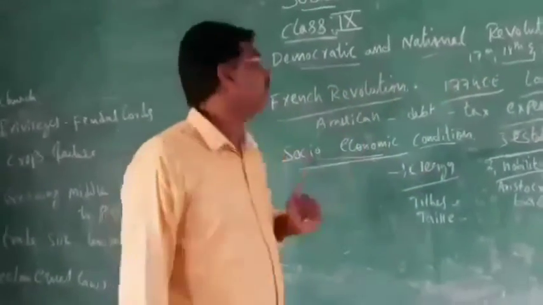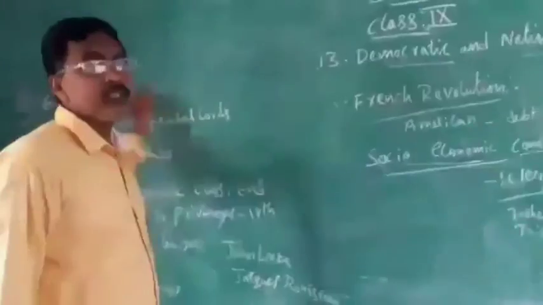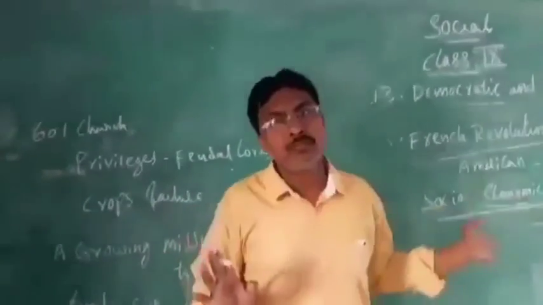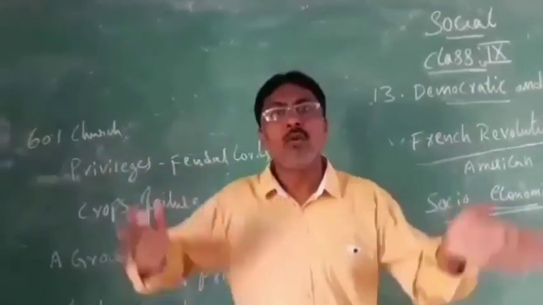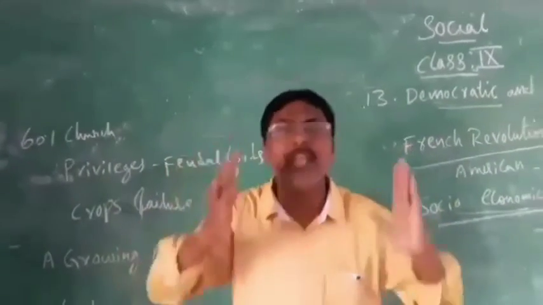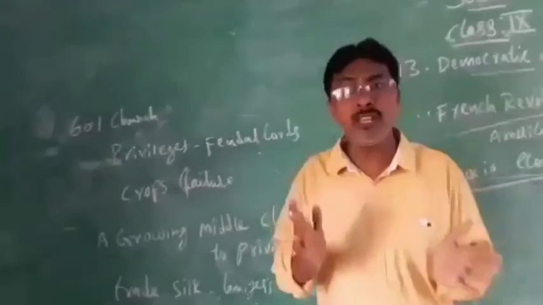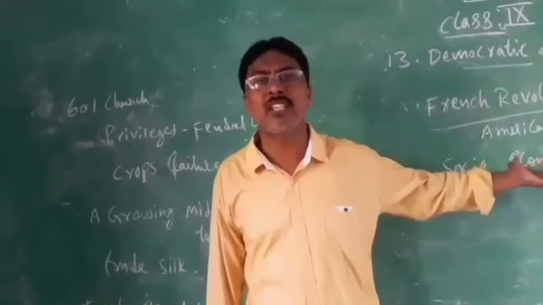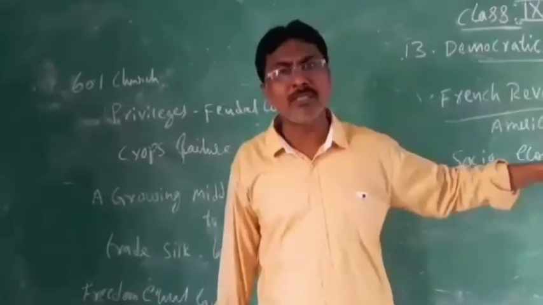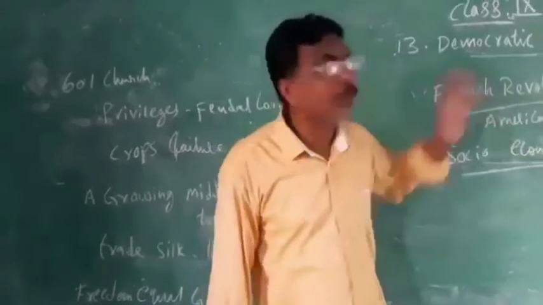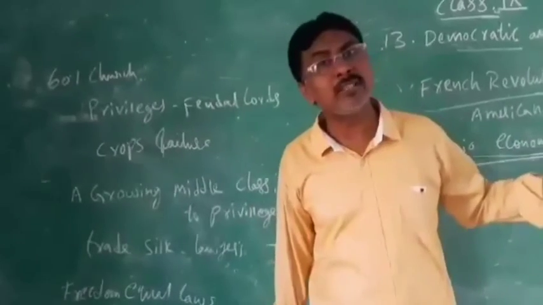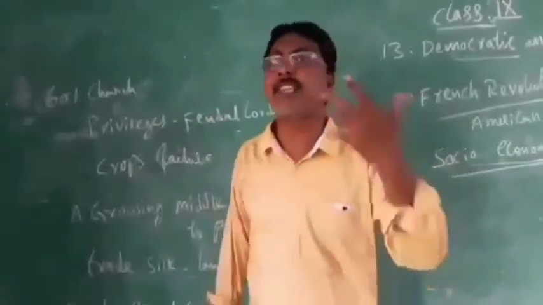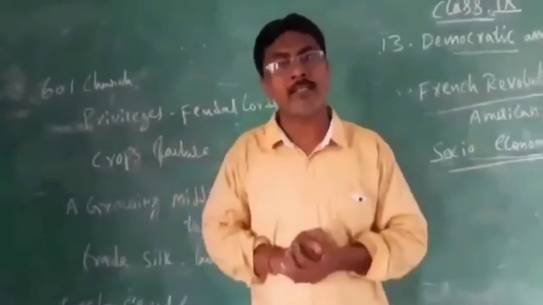And here one example you see. One rule was prepared that only third estate people should pay the taxes, like middle class people, traders, merchants, business people, farmers, laborers, all should pay the tax. There are 90% of the people in the third estate, and they should pay. And there is no tax for the first estate and second estate. They should not pay the tax.